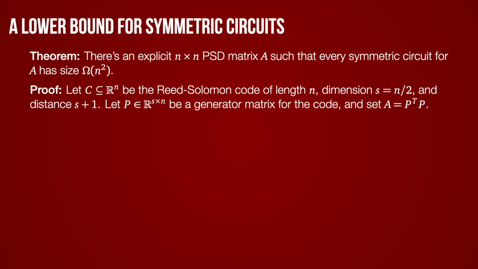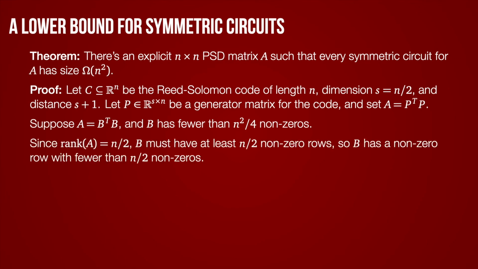So let P be a generator matrix for this subspace. What it means is that the rows of P are a basis. And finally, set A to be P transpose times P. So A will be the matrix for which we prove the lower bound. And indeed, now suppose there is a different way to factor A as B transpose times B, and this matrix B is very sparse. It has fewer than n squared over 4 non-zeros.